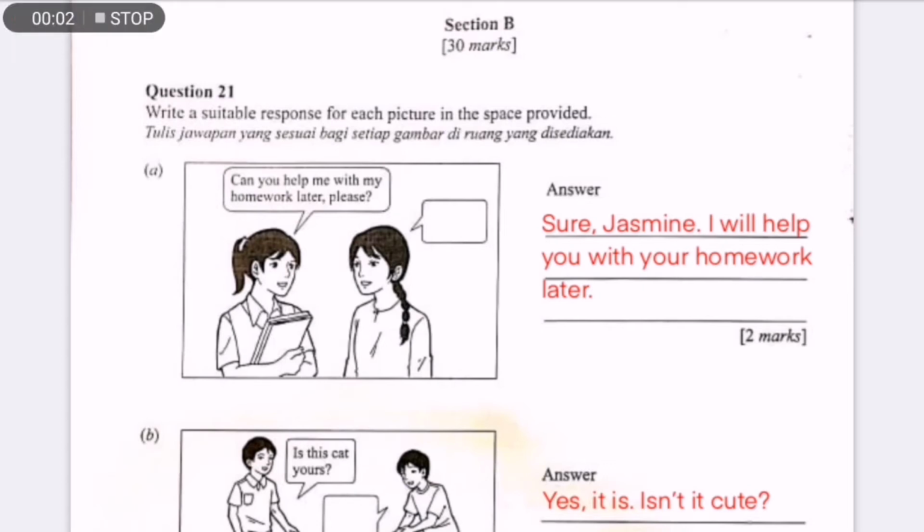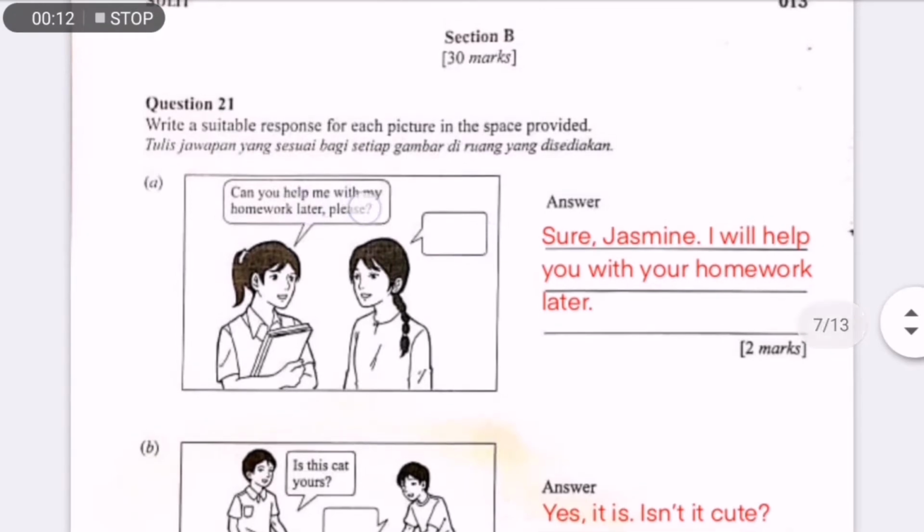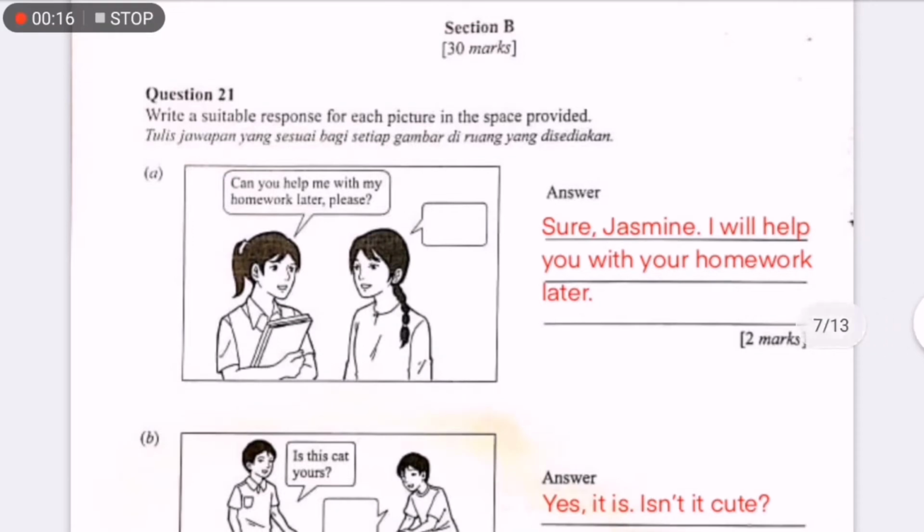Alright, now let's take a look at social expression questions. There are three important things you need to take note of. Number one is the speech bubble. This is the speech bubble. The speech bubble on top is usually the conversation starter, and the speech bubble below is usually the reply.